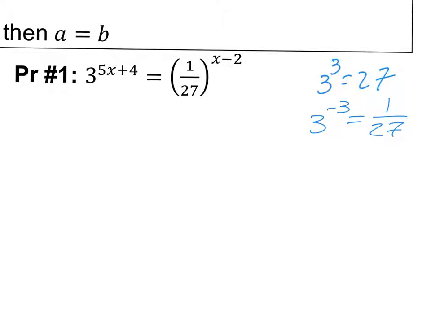So you can write this whole equation as 3 to the 5x plus 4 equals, instead of 1 over 27, a base of 3 and an exponent of negative 3, and then an x minus 2 here. I'm going to let you try and finish this one on your own. So pause the video, give it a chance, and then check back when you're ready to check your work.